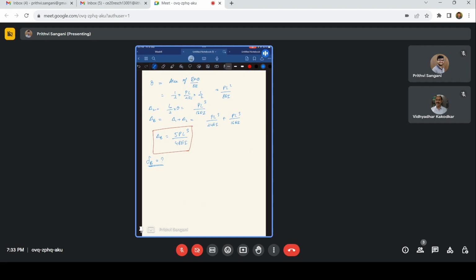What about beam 3? Beam 3 is again the cantilever with the moment MB. So you are rotating it in the clockwise direction, so the beam is going to bend upwards. So this is sagging, going to bend upwards. So we'll have delta B double dash, and also the slope which is anti-clockwise.